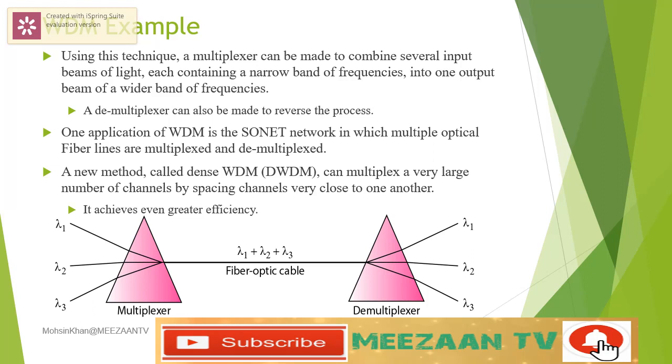One application of WDM is the SONET network, in which multiple optical fiber lines are multiplexed and demultiplexed. A new method, called dense WDM/DWDM, can multiplex a very large number of channels by spacing channels very close to one another. It achieves even greater efficiency.